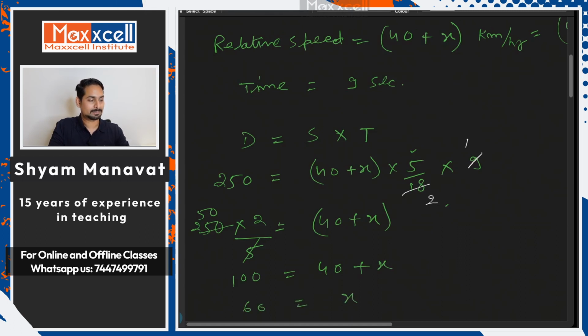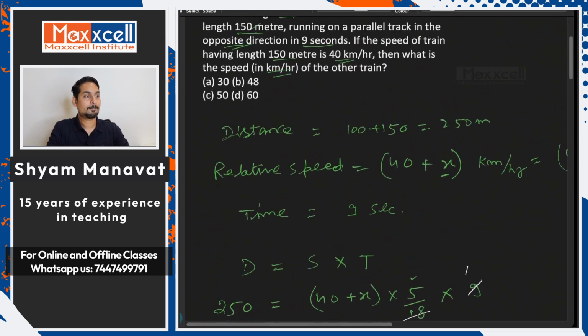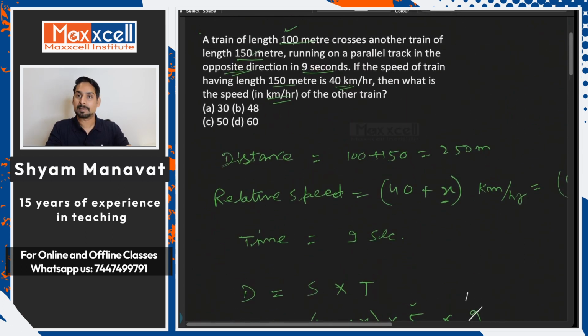X will be 60. What did we assume x to be? We assumed x to be the speed of the other train. Then what is the speed in kilometers of the other train? That we have assumed to be x. That's why we have said relative speed is speed of first plus speed of second, so 40 plus x. Okay, great.